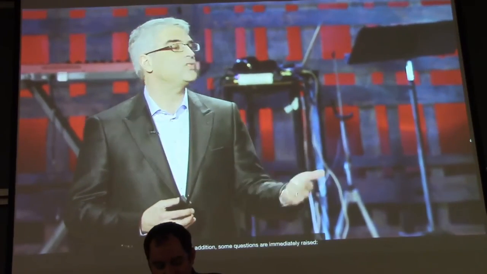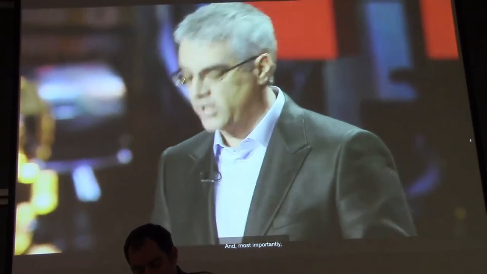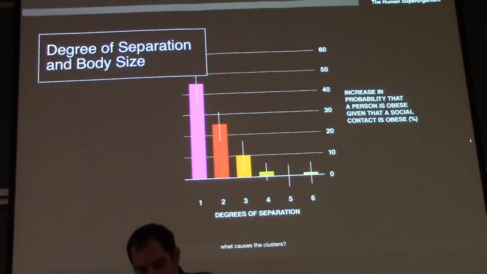In addition, some questions are immediately raised. How much clustering is there? Is there more clustering than would be due to chance alone? How big are the clusters? How far do they reach? And most importantly, what causes the clusters? So we did some mathematics to study the size of these clusters. This here shows on the y-axis the increase in the probability that a person is obese given that a social contact of theirs is obese, and on the x-axis the degrees of separation between the two people. And on the far left you see the purple line.